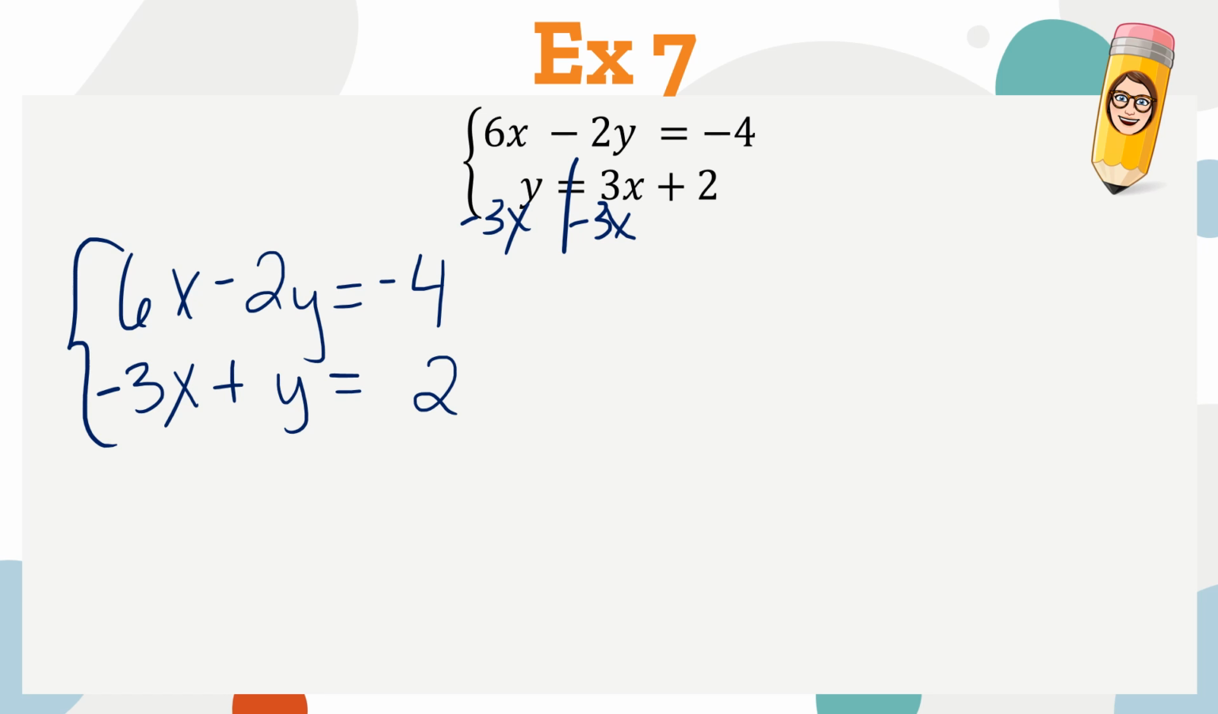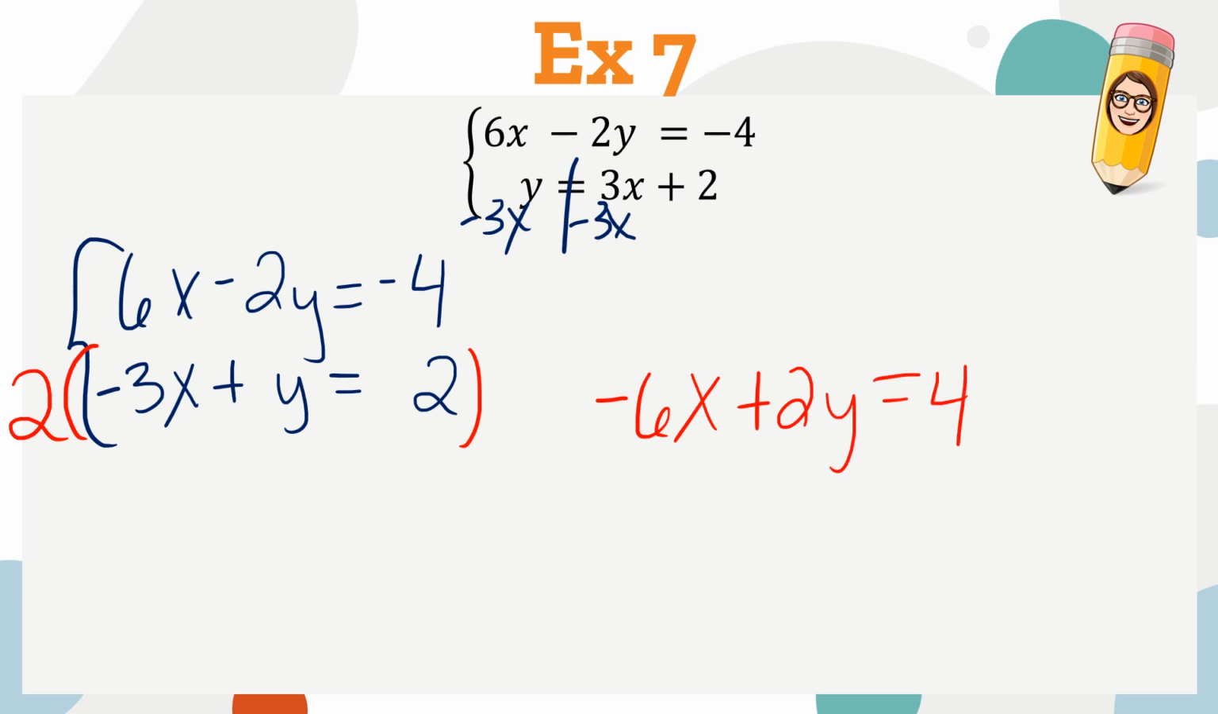Step 2, choose a variable to eliminate. My eyes are drawn to the x's only because they're out front, but you could also do the y's. If you look at the x's, I can make that 3 a 6 with just a 2. The signs are already opposite on the x's, so that's taken care of. Let's distribute. 2 times negative 3 is negative 6x. 2 times 1 is 2y. And 2 times 2 is 4.